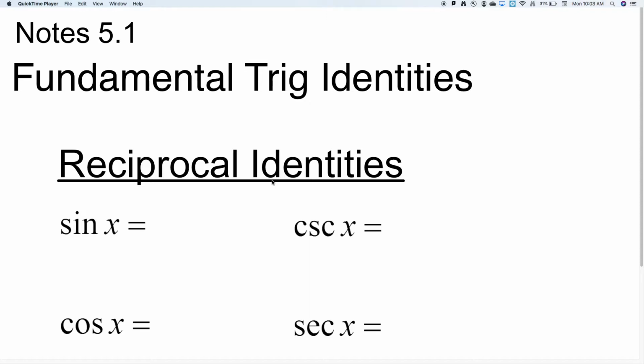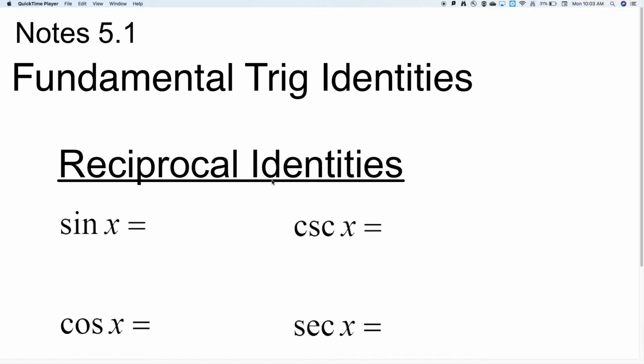Okay. What we're going to be doing today and Tuesday, Wednesday is either simplifying or verifying trig identities. And that means taking an expression and changing the way that it looks, one step at a time, by something that's true. We're not just going to make stuff up, of course. So we start with what are called fundamental trig identities.